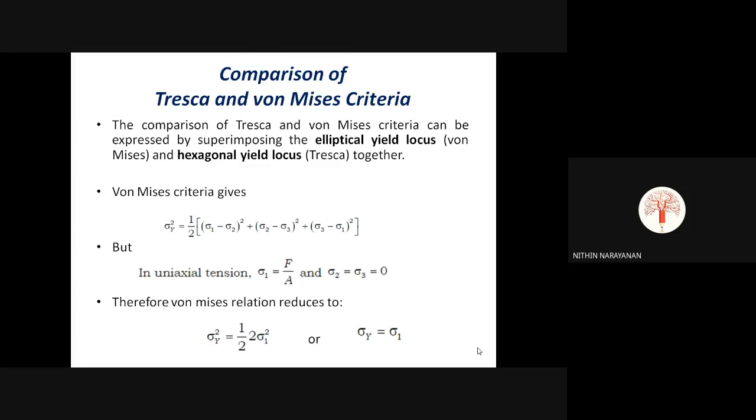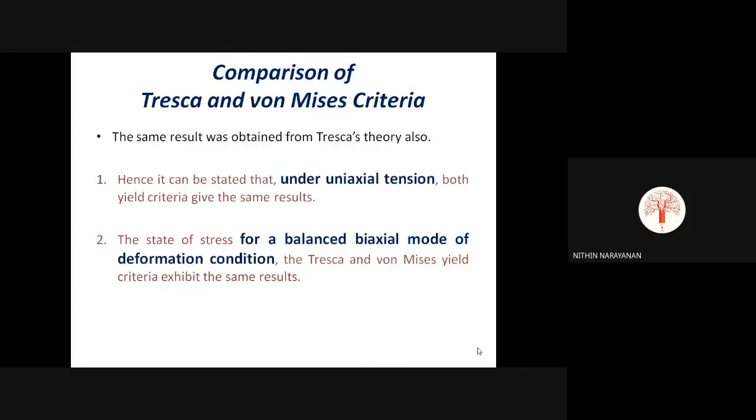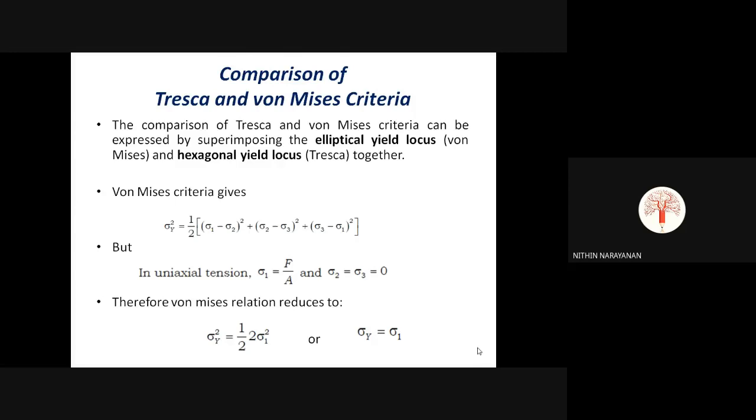Okay, so when we are comparing these two, or superimposing them, we will get certain points of comparison. Directly coming to the comparisons, the first condition is the uniaxial tension case. In uniaxial tension, both yield criteria give the same result.